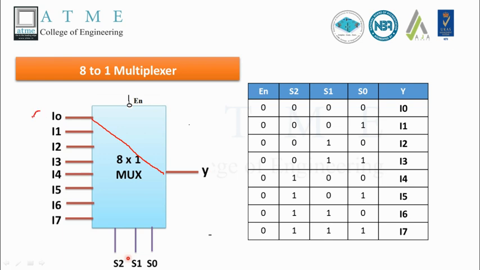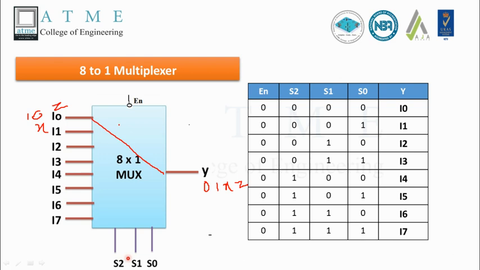For example, if the I naught line is 0, output is also 0, or otherwise if I naught line is 1, then output also remains 1, or if it is unknown X, then output also remains unknown, or if I naught is at high impedance state, output also remains high impedance state. Therefore output Y just switches to the I naught line. So that is going to apply.